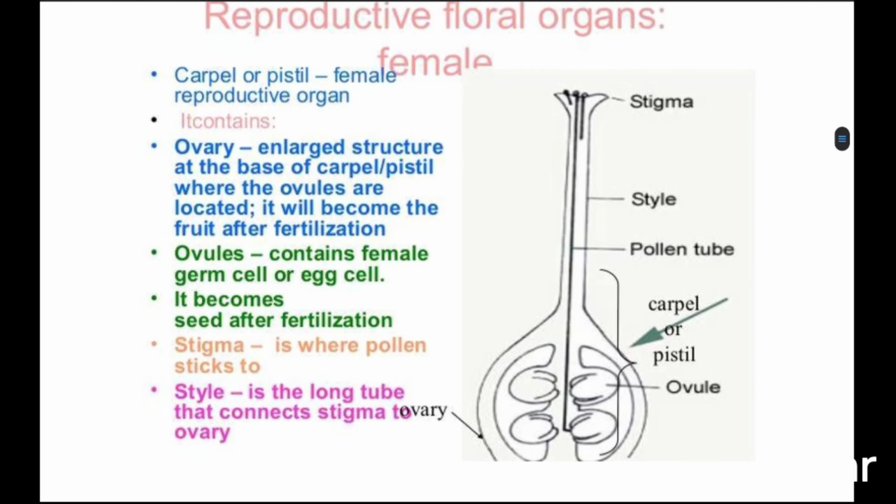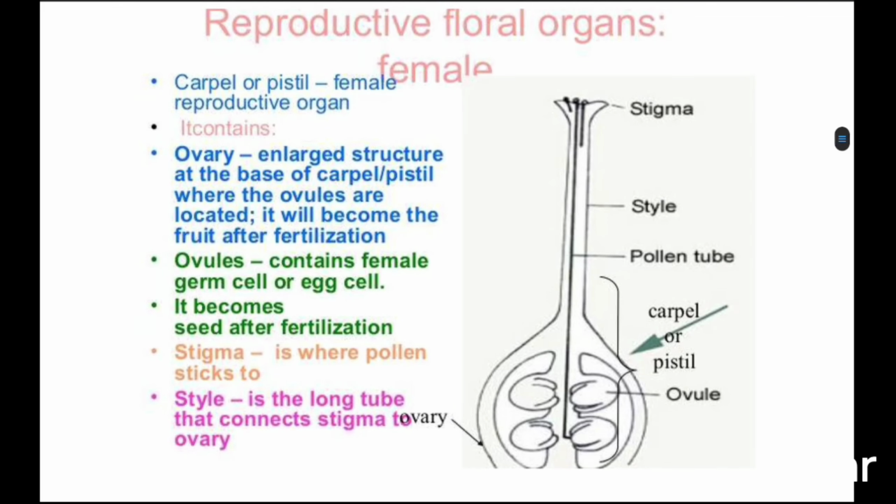Now you can see more detail of the reproductive part. Here the stigma is receiving the pollen grains, and there will be the style, which is connecting the ovary and the stigma. The ovary and the style together make up the pistil, and with the stigma, all together they call it the carpel also, right. So what is the function? All these things you have to understand. One by one we will discuss. The female part we will discuss here, right.